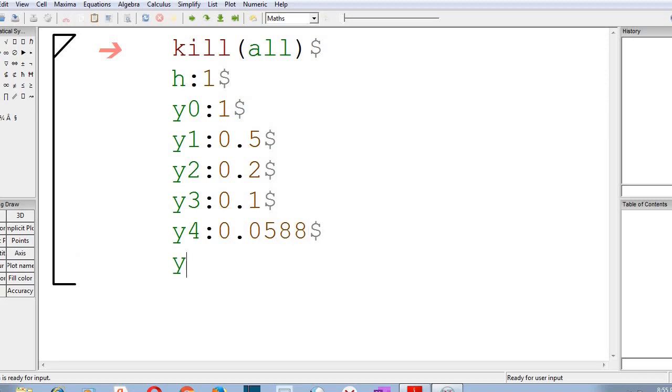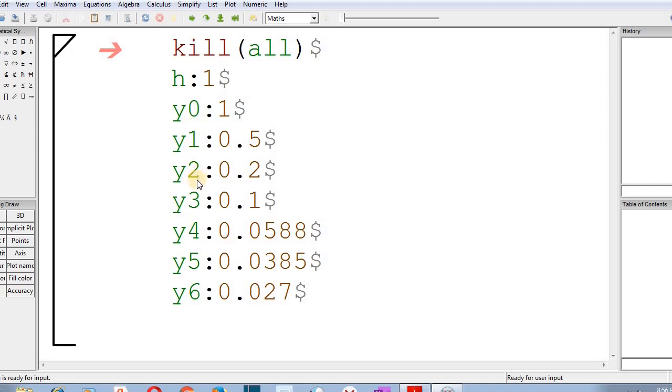Yeah, y5 is 0.0385. That is y5. And y6 is equal to 0.027. So these are all the values. At x equals 0, this value is 1, x equals 1, x equals 2. So these values I have entered.